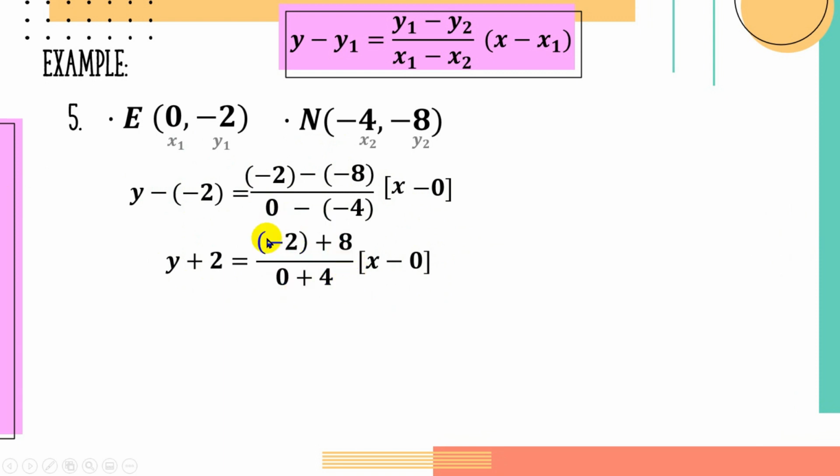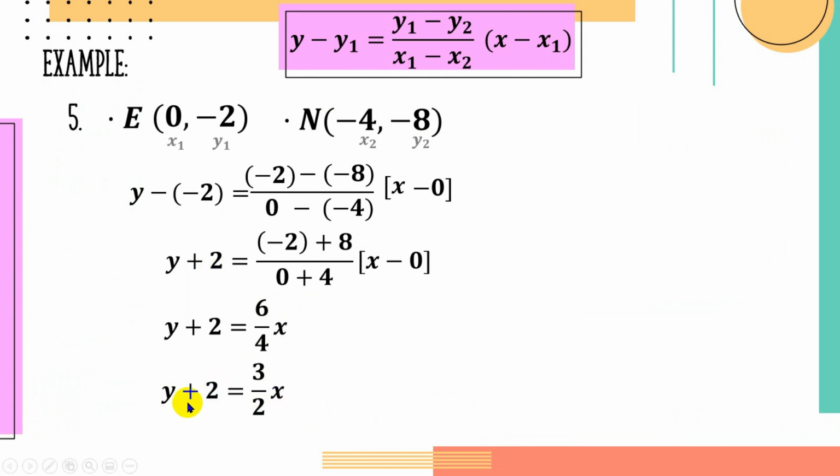So, i-combine na muna natin itong nandito sa ating slope na portion. We have y plus 2 equals 8 minus 2 is 6 all over 0 plus 4 is 4 and then multiply to x. So, we have 6 over 4x. So, i-lowest term na lang po natin itong 6 over 4. Magkakaroon tayo ng 3 over 2. And then, from here, we don't need na to multiply it by the LCD kasi we're going to find out naman po is the slope-intercept form. Hindi na natin kailangan i-multiply by the LCD.